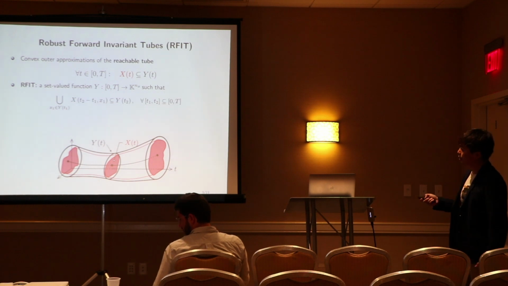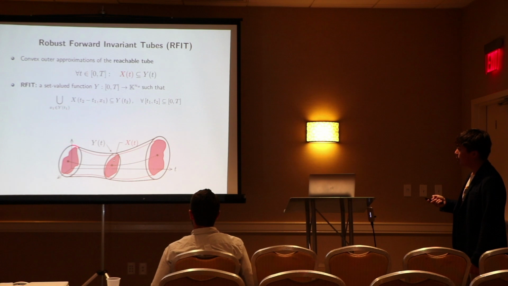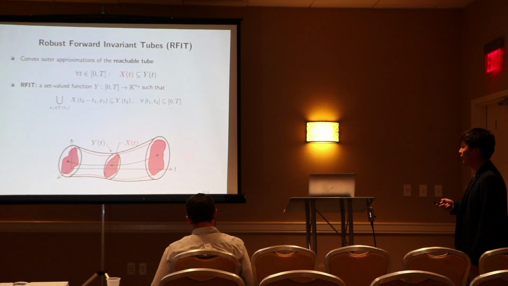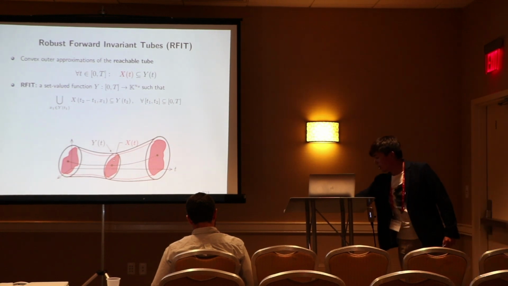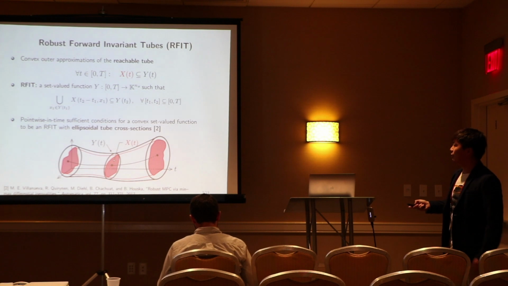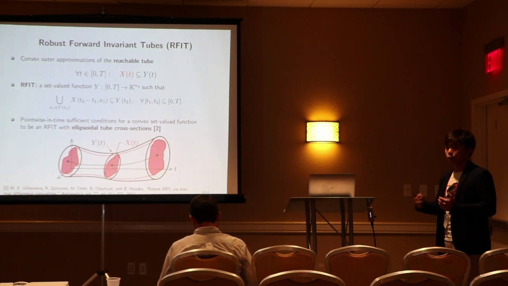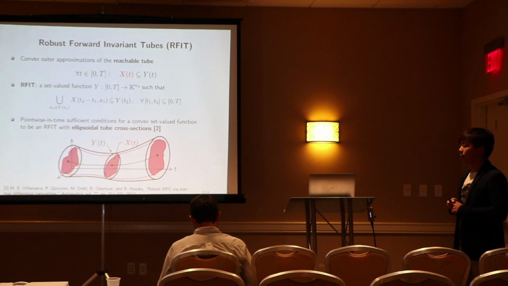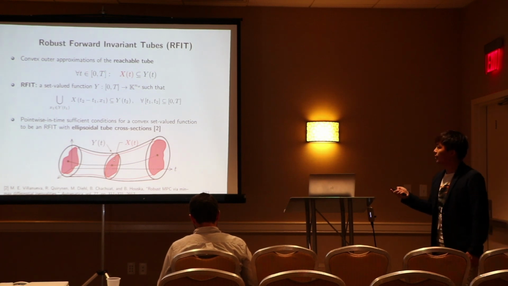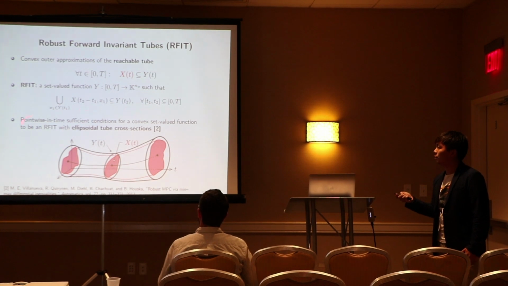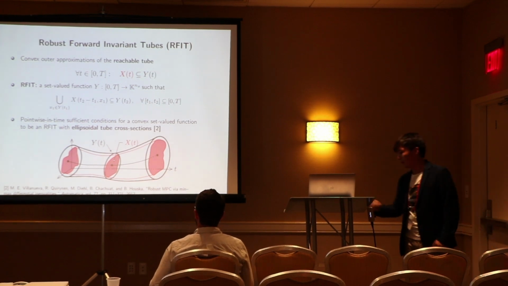And intuitively, you can just look at the bottom figure here. The black tube we call Y(t) on the outside encloses your exact reachable set, which is marked in red here. So also in this paper, we can find sufficient conditions to construct such an RFIT to ensure safety for your system. And we assume that the tube cross-sections are parameterized by ellipsoids in this case.